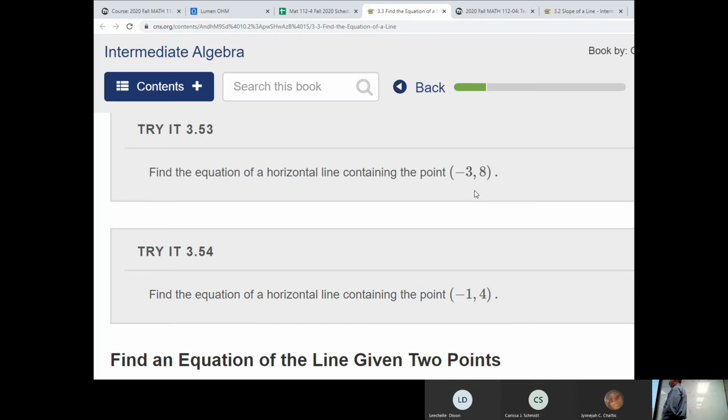8. So y equals 8 is the equation. Nothing more. It doesn't matter what x is, I always get 8 out. When they say horizontal line, that means it's always the same number no matter what x is.